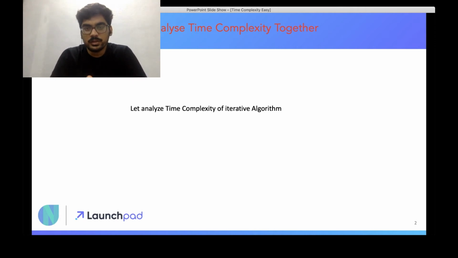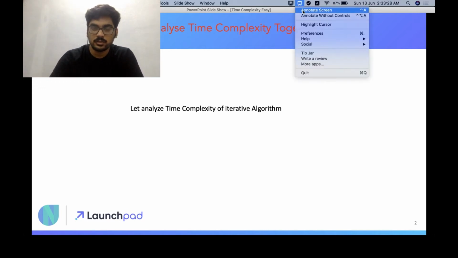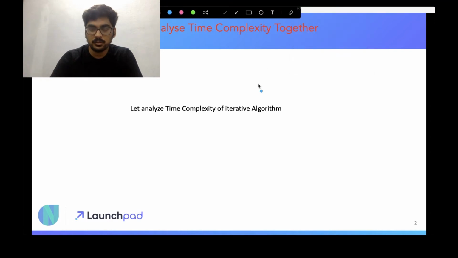So we'll try to cover complexity. We'll see a few examples of complexity, like we have studied about time complexity. We'll solve a few questions and try to find out the time complexity of different kinds of algorithms. Currently, we will mostly focus on iterative algorithms. So let me annotate my screen. What are iterative algorithms? Let's have a look.